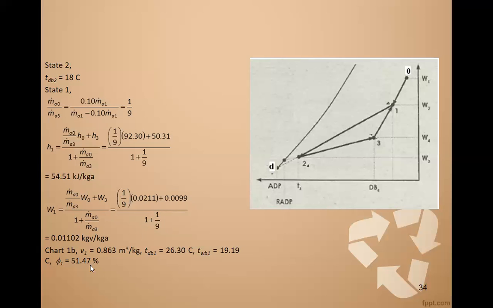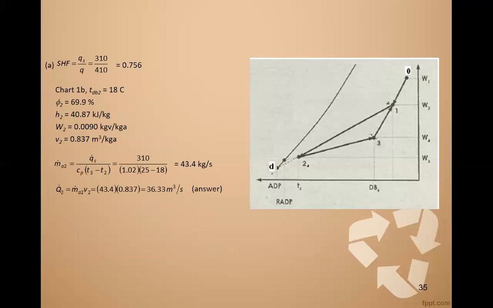From the psychrometric chart again, v1 is 0.863 cubic meter per kilogram. Based on these two, find their intersection. Here it is. So, T sub DB1 is equal to 26.3 C and T sub WB1 is 15.1 C. Then the relative humidity is 51.47%.